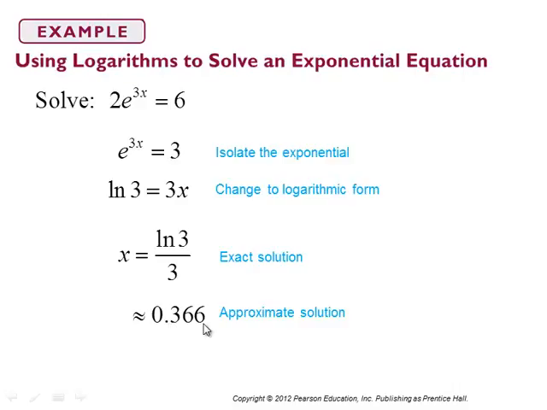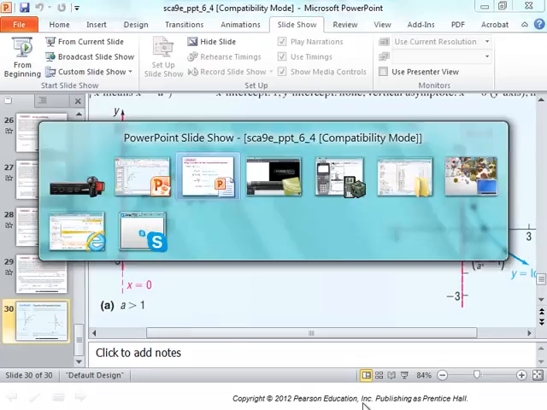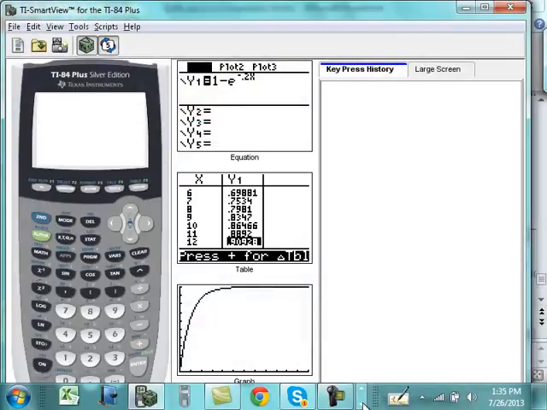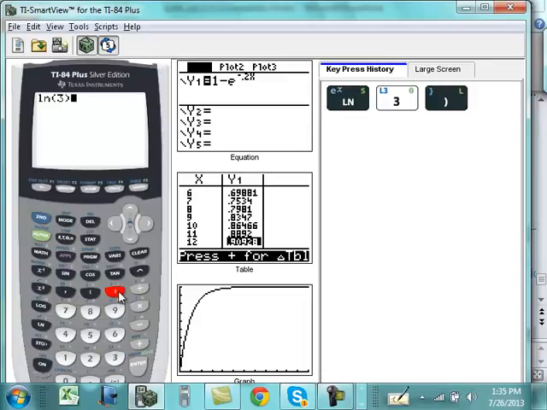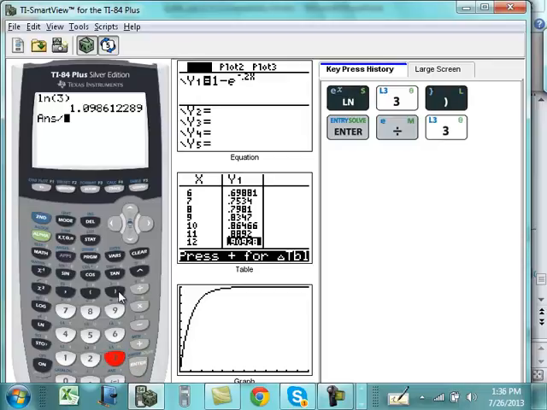By the way, let me pull up my calculator so we could talk about how to evaluate logarithms. In particular, your natural logarithm is got by this button here, the ln. So if you want to do natural log of 3, just plug in your argument there, hit your closing parentheses, and hit enter. And then if you want to divide by 3, go ahead and divide by 3, and you get 0.366.